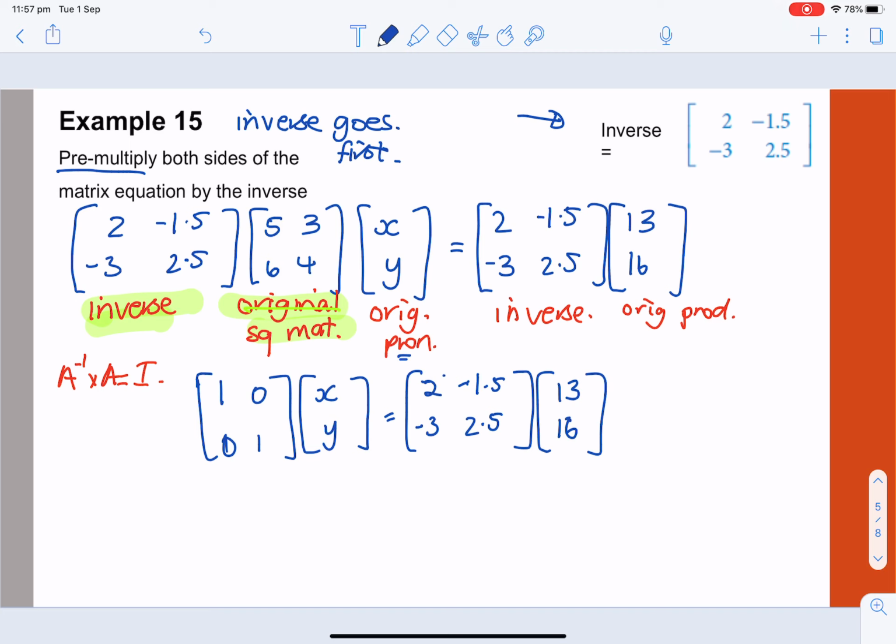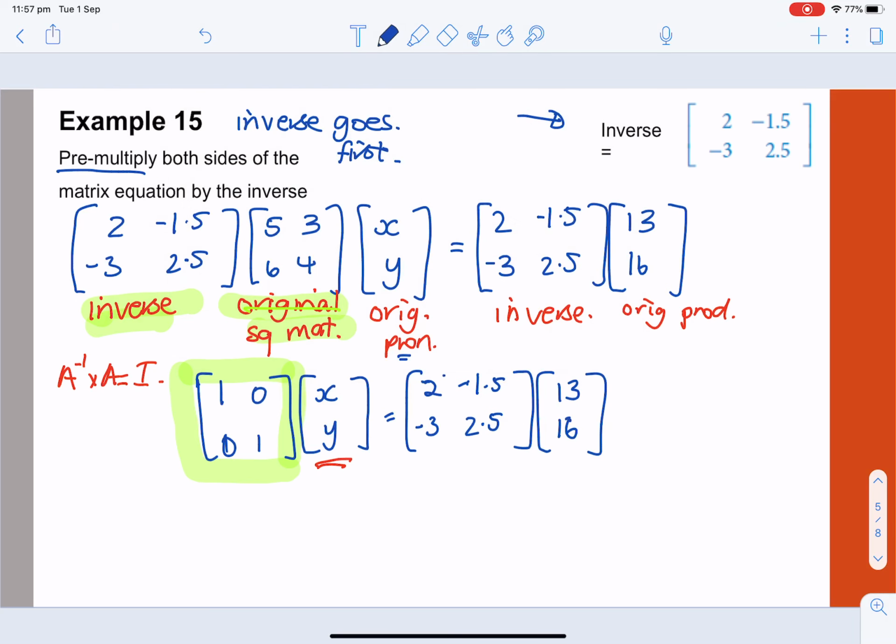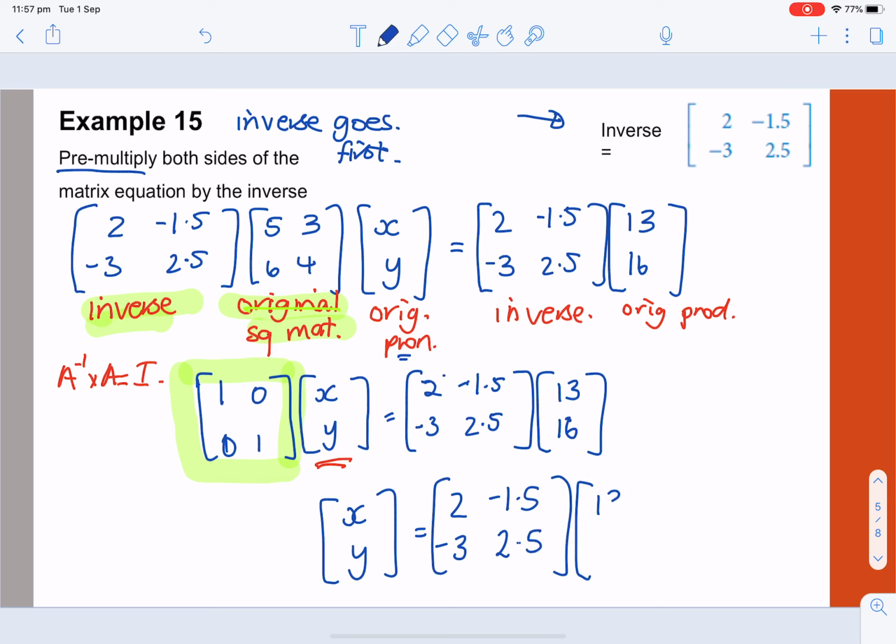All right, and remembering that the product of any matrix multiplied by the identity matrix is itself. So anytime you multiply anything by this guy, you will still end up getting the original matrix. So this almost cancels it out. So x, y, in square brackets, is equal to 2, negative 1.5, negative 3 and 2.5, 13 and 16.